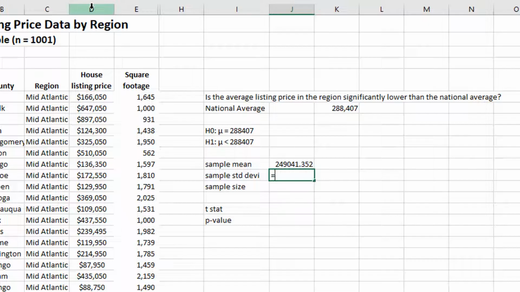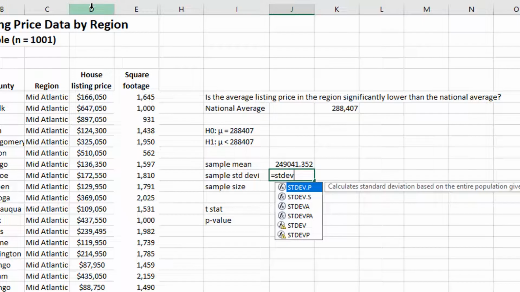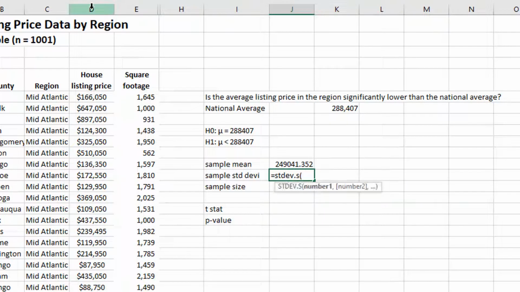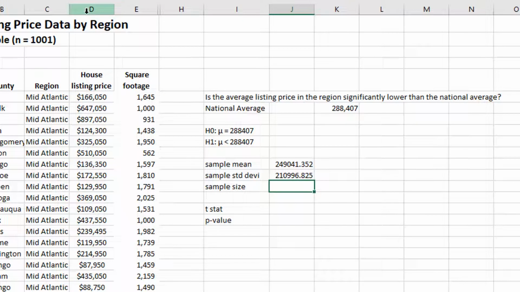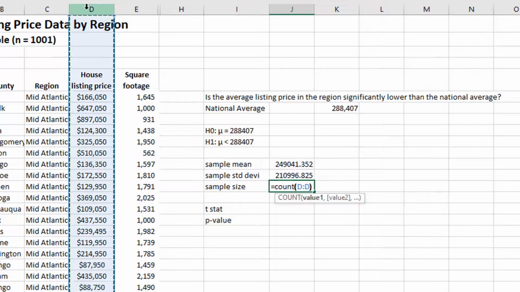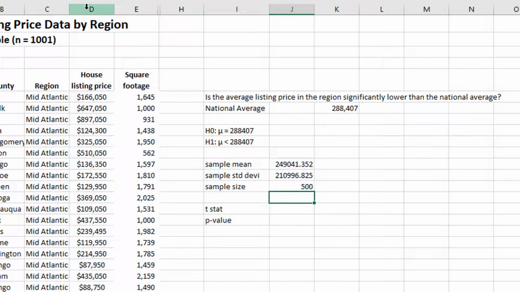All right. Sample standard deviation is equals STDEV.S, and then parenthesis, all of column D. And the sample size, I know it's 500, but just to be sure that I didn't mess up, I'm going to use equals COUNT and count the number of values in column D. Indeed, 500. So I have the right amount. That's a good way of checking to make sure I didn't delete too many rows or something like that.